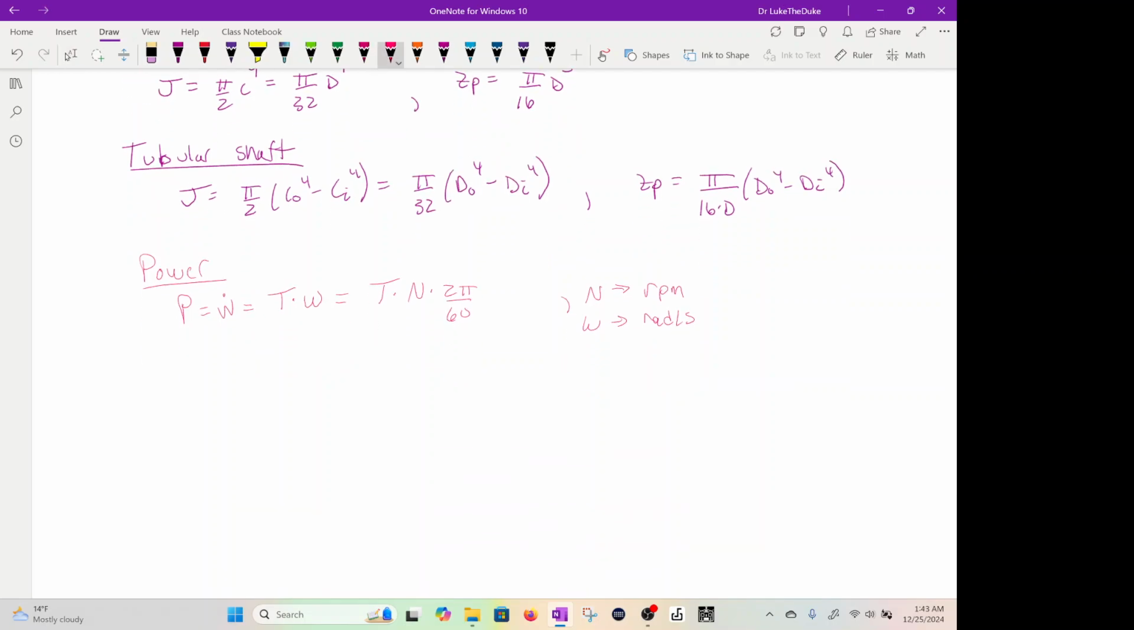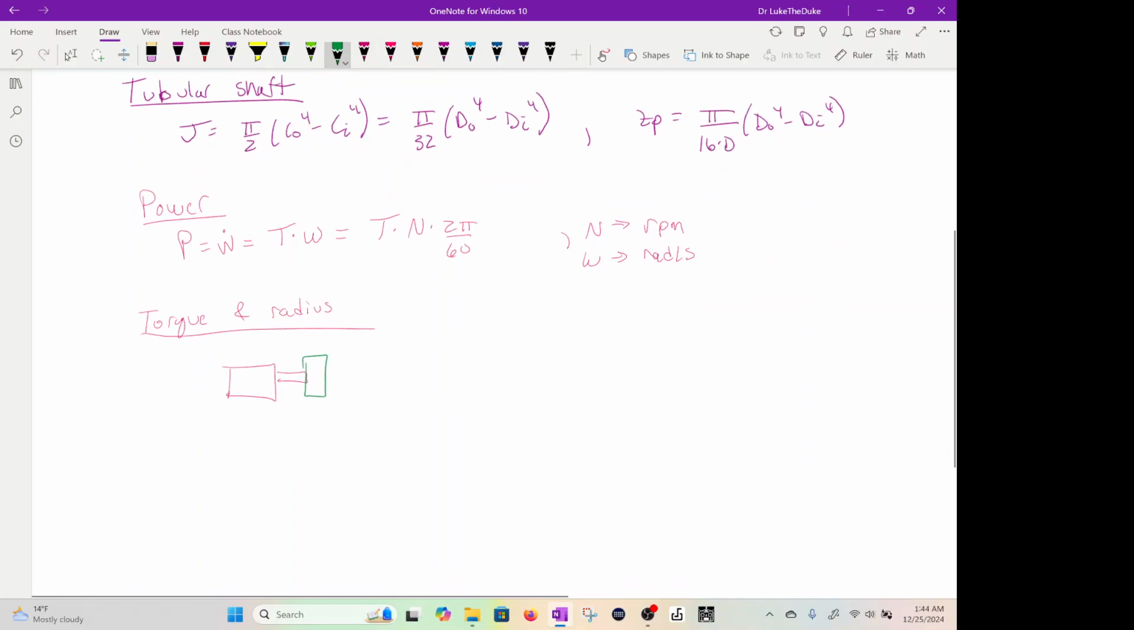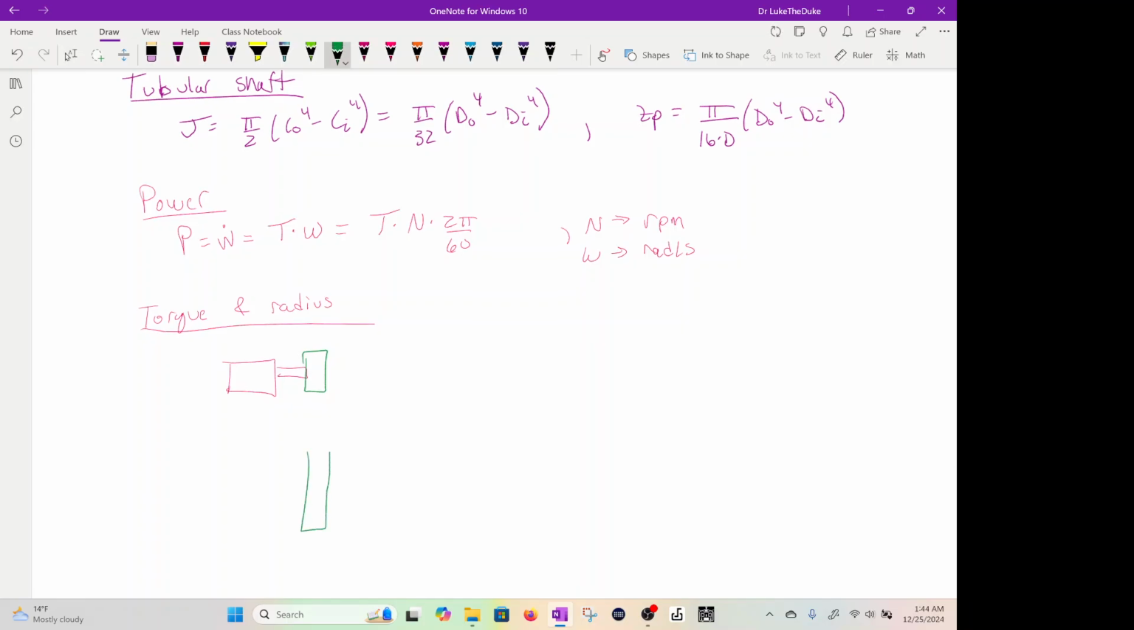Okay, let's look at torque and radius. So say you have a motor, and here is a pulley, and it's attached to another pulley with a different radius via a belt, and this has a shaft. Okay, let's call this RA and RB. The torque at B is actually a function of the ratio of the radii times the torque of A.